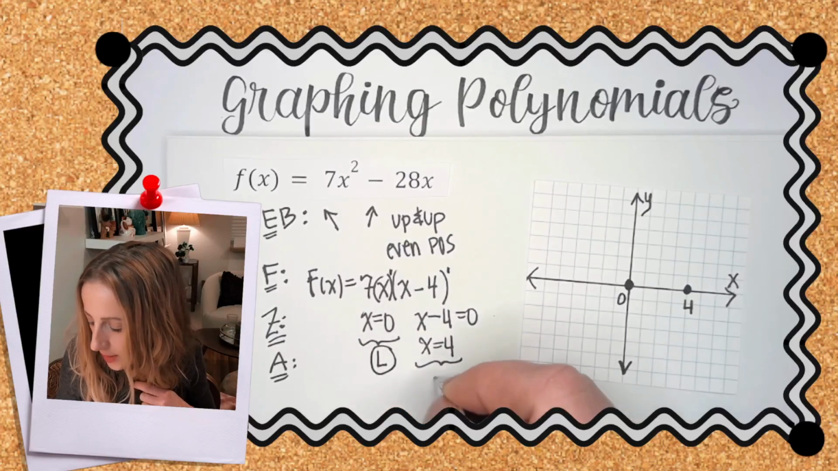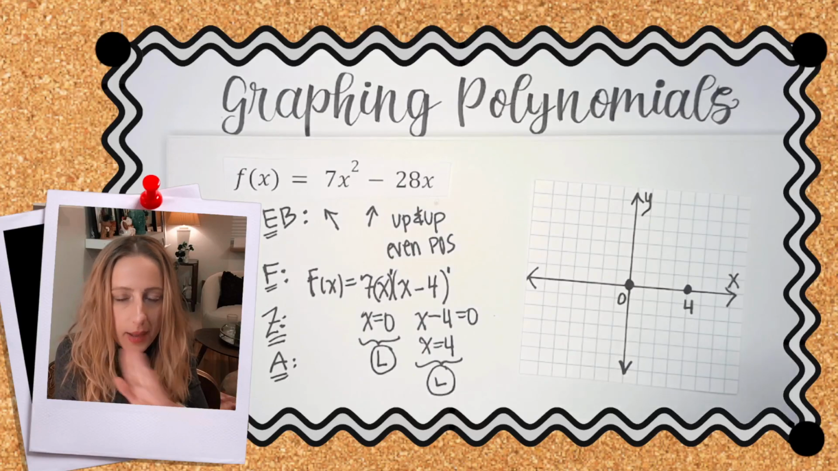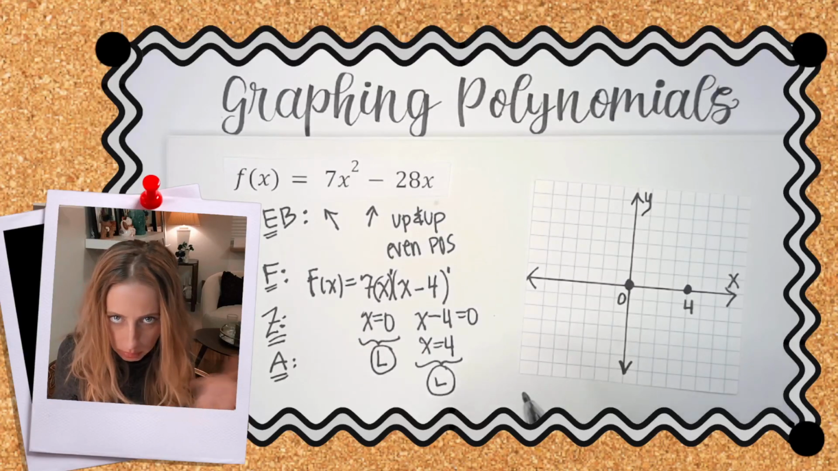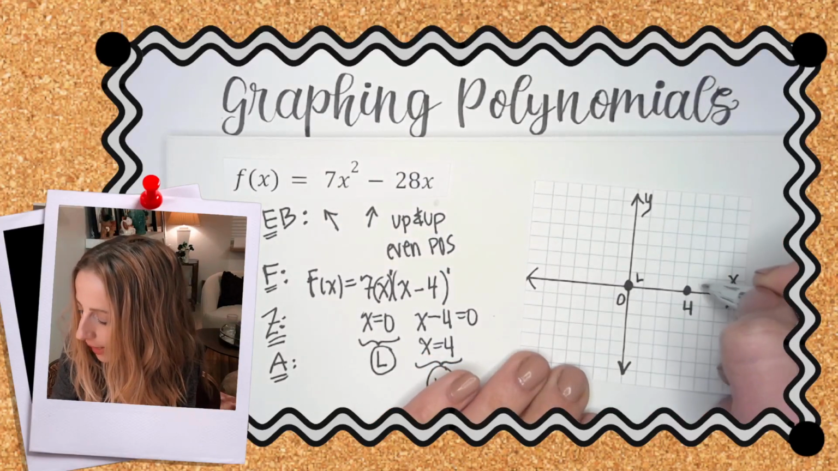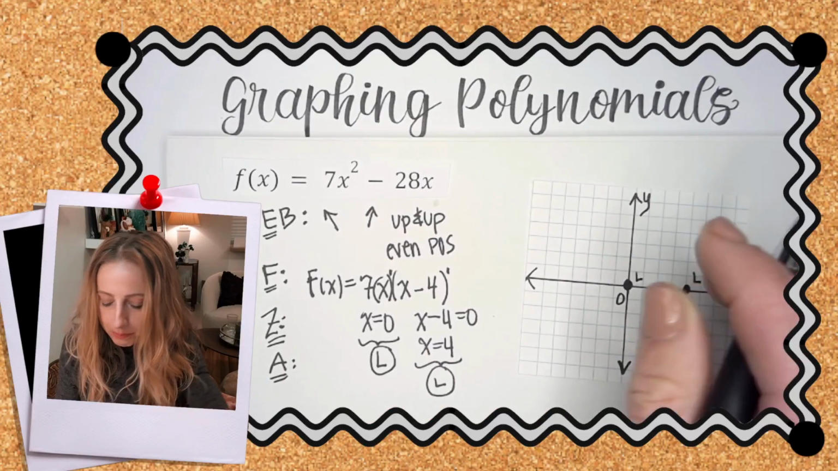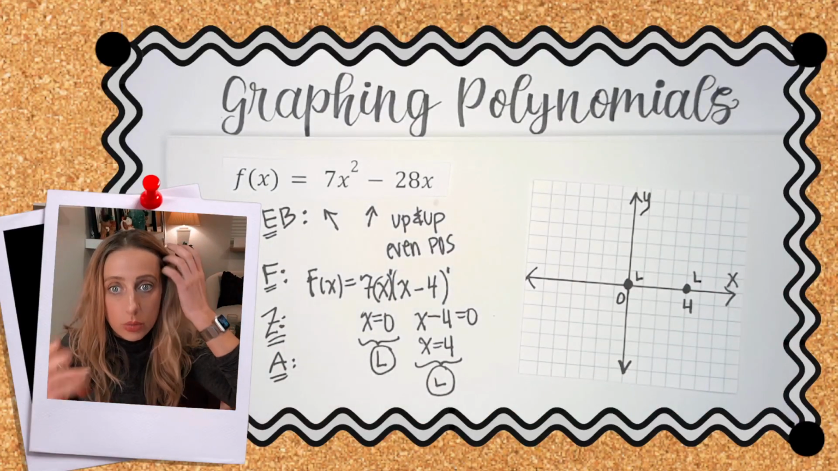If you don't know why I did this, why didn't you listen to me in the beginning and go watch the first video? Y equals x cubed minus 4x. I explained it all there. Go. Get out of here. Goodbye. So they're both going to be linear. So a little L and a little L gets labeled on here as well. And another L. So now what do we do?